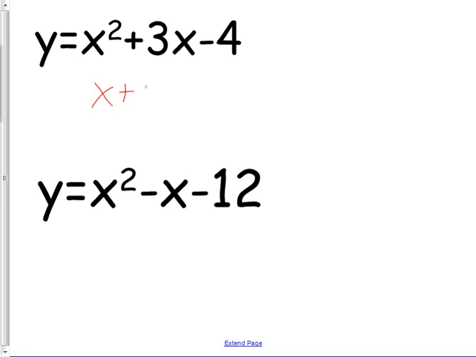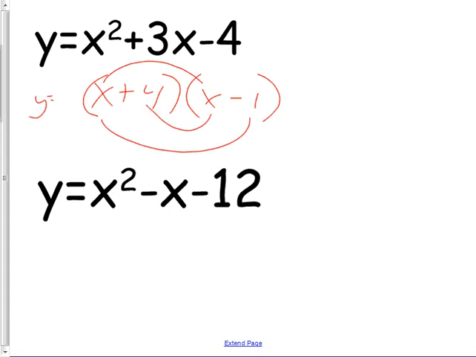Okay, x plus 4 and what? X minus 1. I'm going to check you quick. First, x squared. Outside, inside makes positive 3x. Last makes negative 4. See, I can know you're right by checking it that way. Good job. And you call on anybody else in the room to get the other one.